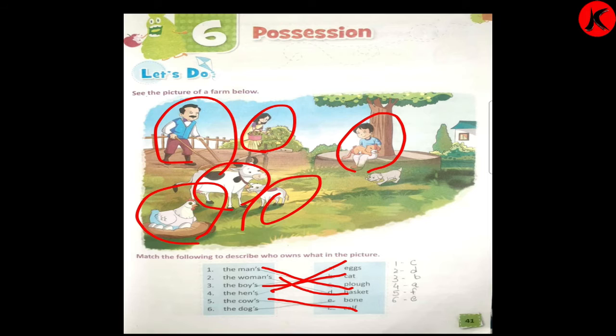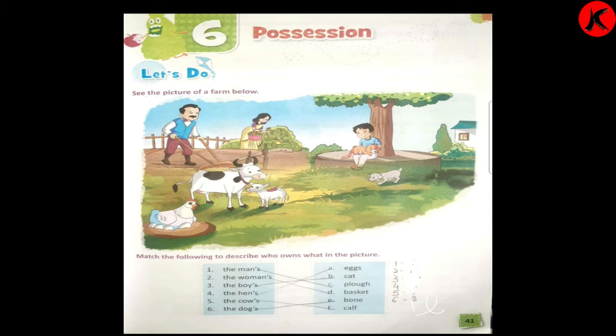Now what is the dog doing? The dog is having a bone in his mouth. So for the dog, what will you say? Dog's bone. So here you can see the man, woman, boy, cow, hen, dog, everybody is doing their own activity. What are they doing? Their own activity. So over here we have done the matching and over here you can do the matching like this also.